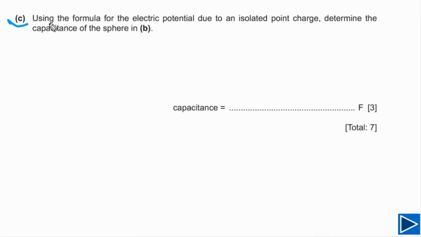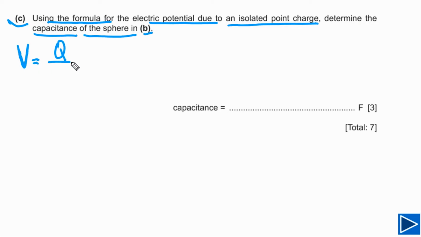For part C, we need to use the formula for the electric potential due to an isolated point charge, and we need to determine the capacitance of the sphere in P. First of all, let's write down the electric potential due to an isolated point charge. The value of V is equal to Q over 4 pi epsilon naught times 1 over R. So this is the formula for the electric potential for an isolated point charge.